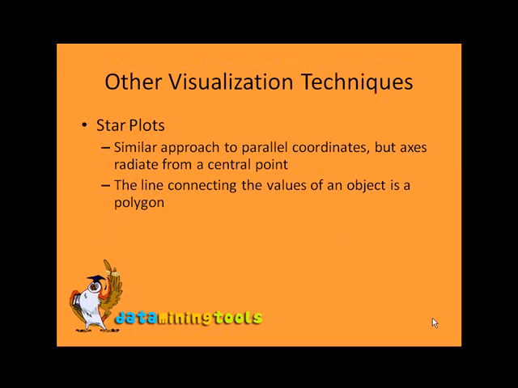Let's understand star plots. It's a similar approach to parallel coordinates, but the axes radiate from a central point. The line connecting the values of an object is a polygon.